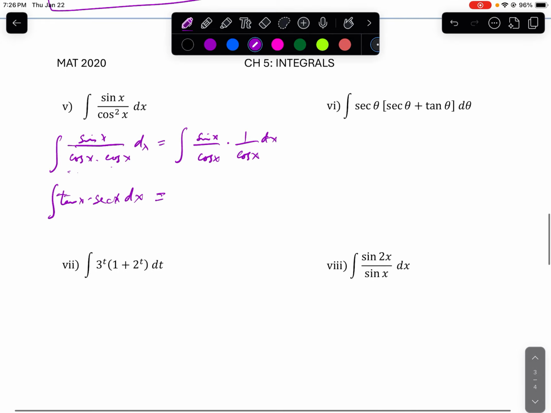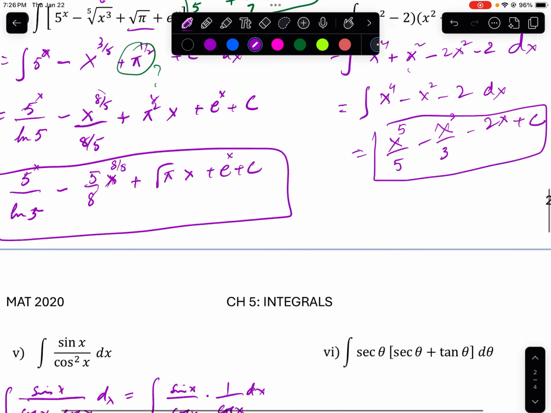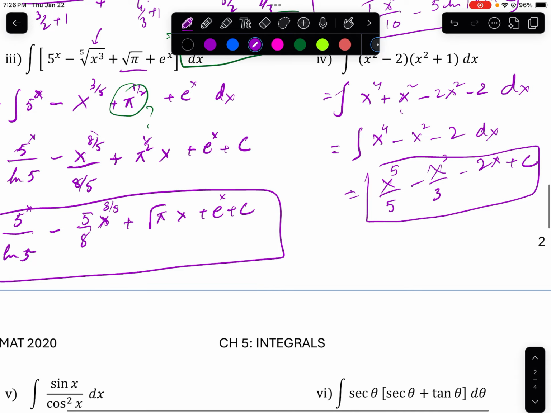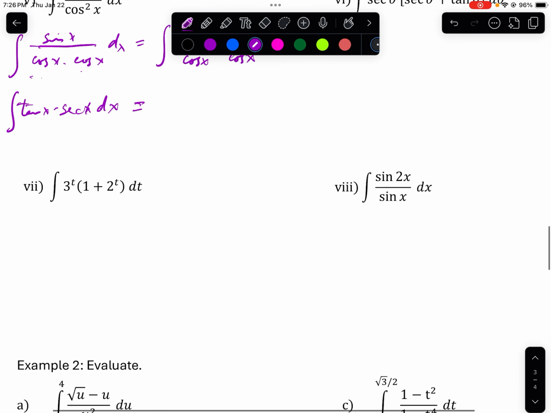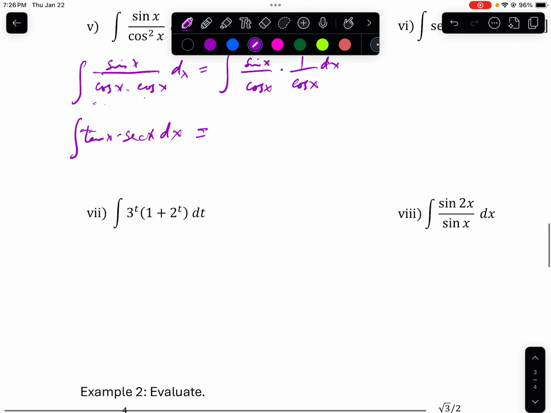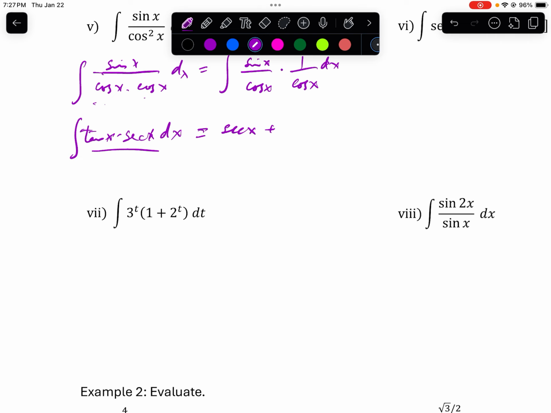Did you get it? You can always go back and look in the table, but eventually you have to kind of know it. So this is the derivative of the secant x. So the entire derivative of this quantity will be secant x plus c.